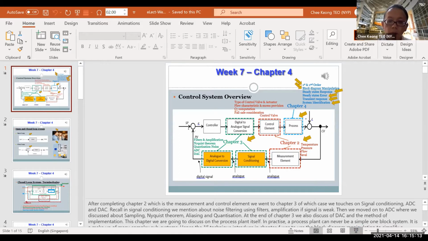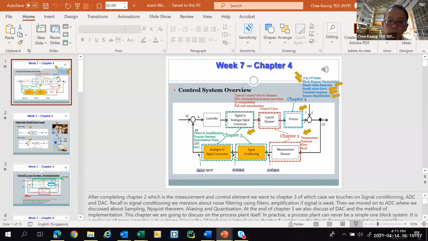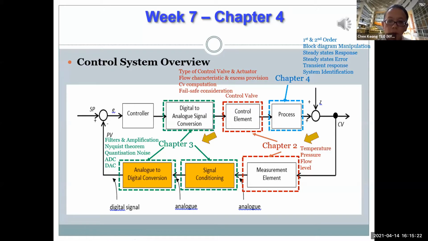After completing Chapter 2, which is the measurement and control element, we went to Chapter 3, which touches on signal conditioning, ADC and DAC. Recall in signal conditioning we mentioned noise filtering using filters, and amplification if the signal is weak. Then we moved on to ADC where we discussed sampling, Nyquist theorem, aliasing and quantization. At the end of Chapter 3 we also discussed DAC and the method of implementation.